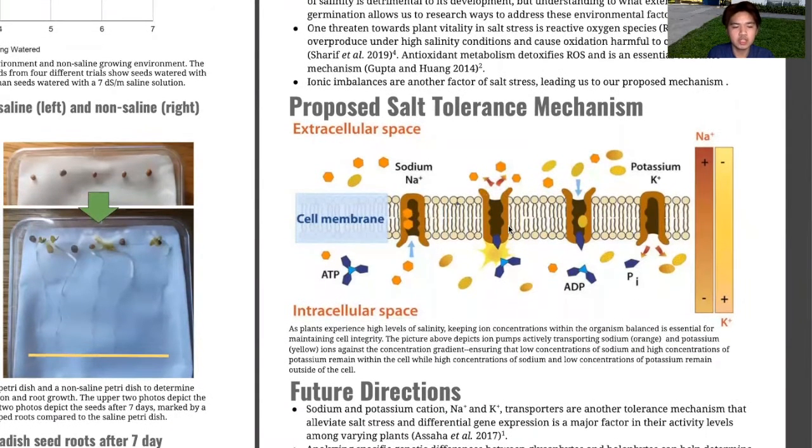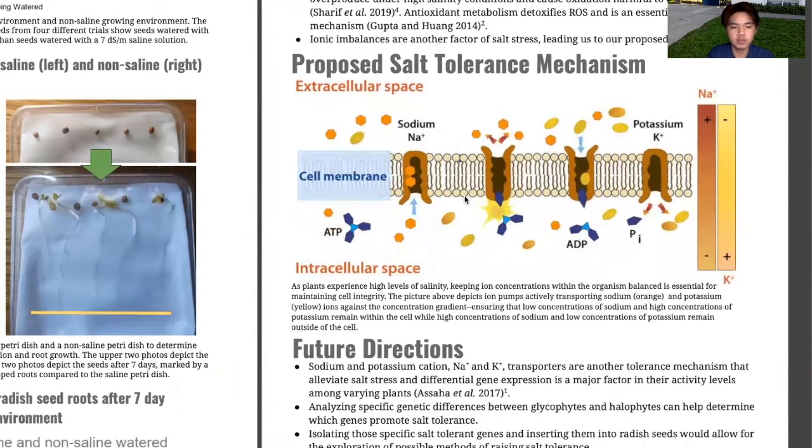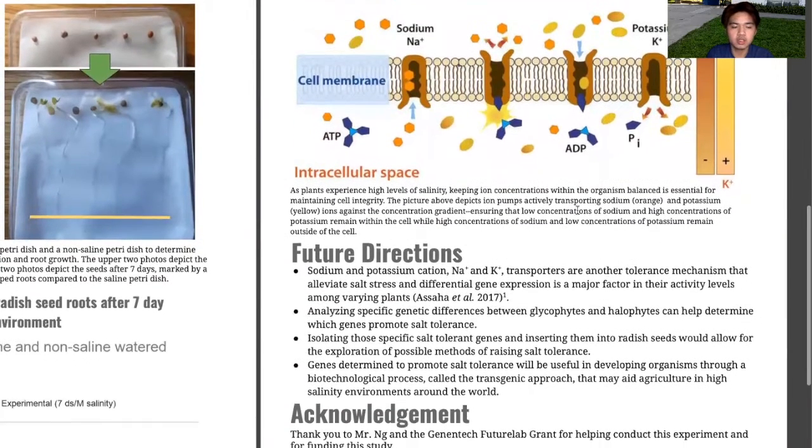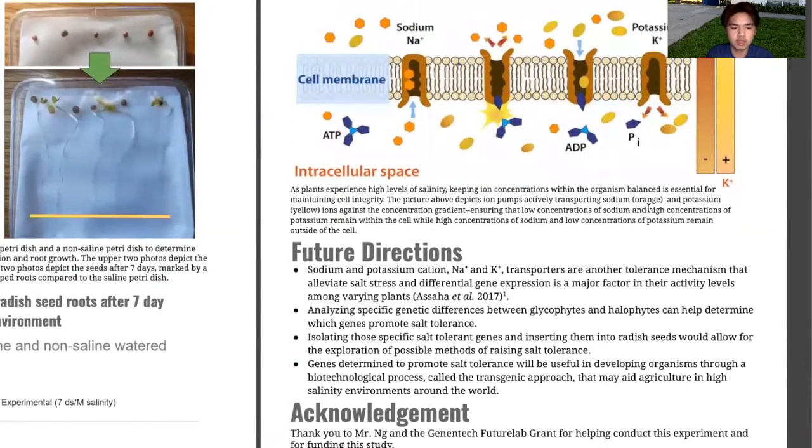These cation transporters are an essential method of alleviating salt stress by ultimately maintaining a low concentration of sodium within the cell and a high concentration of sodium outside of the cell. By understanding this method of salt tolerance better, we're able to analyze specific genetic differences between salt tolerant and non-salt tolerant plants to promote higher ion pump activity.